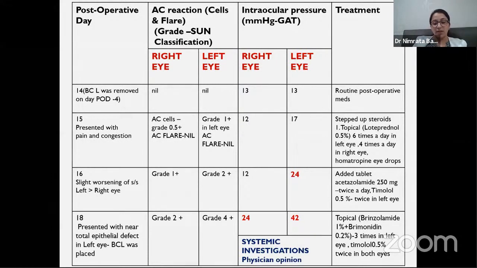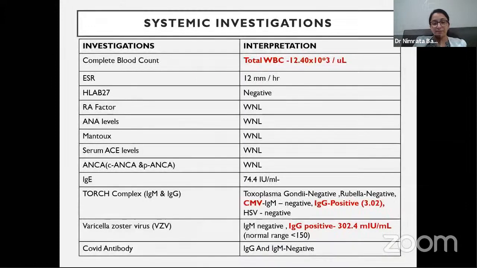Now we ordered systemic investigations. Next slide, please. So the only important finding that we had, or the positive finding, was that the patient was IgG positive for CMV and varicella zoster virus, again IgG. And in view of the current times, we also tested the patient for COVID, which was negative.